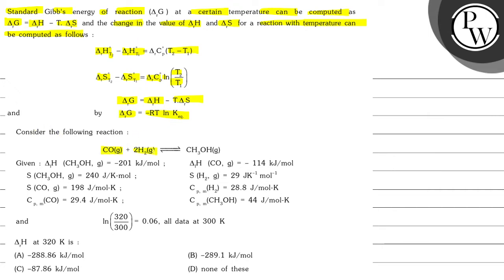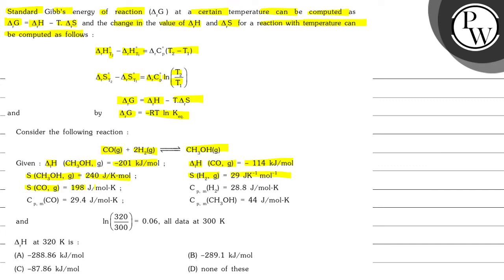CO gaseous plus 2H2 gaseous is in equilibrium with CH3OH gaseous. Given that the change in enthalpy of formation for CH3OH is −201 kilojoule per mole, the change in enthalpy of formation for CO gaseous is −114 kilojoule per mole. The entropy of CH3OH gaseous is 240 joule per Kelvin per mole, and the entropy for H2 gas is 29 joule per Kelvin per mole.